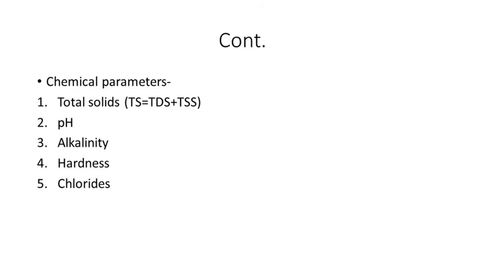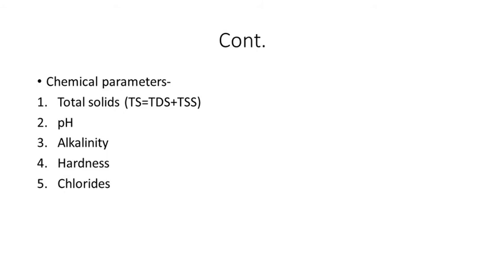This pH varies from 0 to 14. 7 is exactly neutral, 1 to 7 you can say is acidic, and 7 to 14 is highly basic or alkaline. The acceptable limit is 6.5 to 8.5, and mostly we prefer 7 to 7.5.